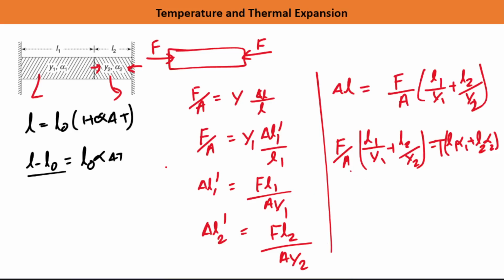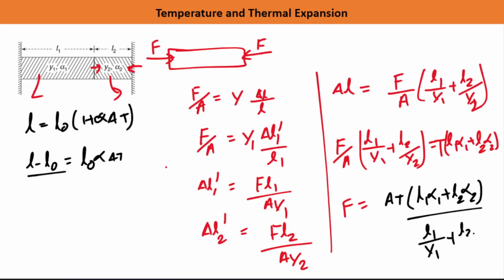So from here we can write force, right? So let us do that. F will be equal to, let us put it, AT times L1 alpha 1 plus L2 alpha 2 divided by L1 by Y1 plus L2 by Y2. So this is the value we are getting for force. Done? Now let us move to the second portion.